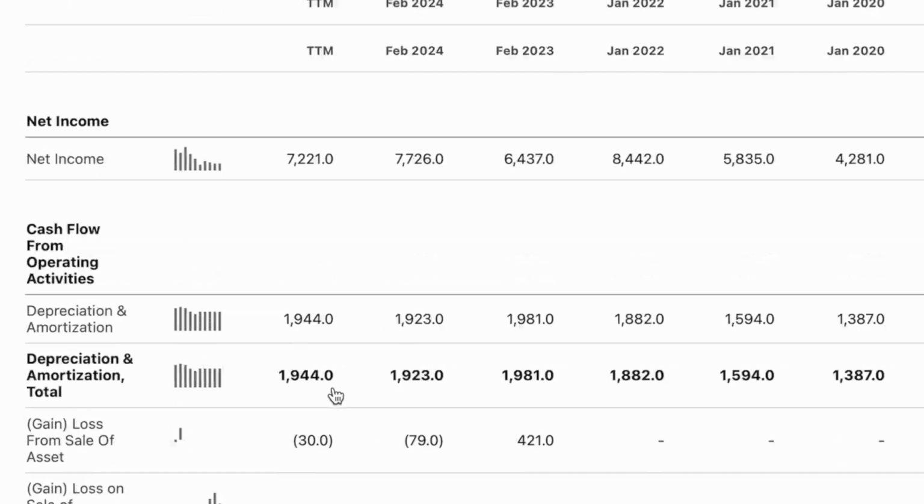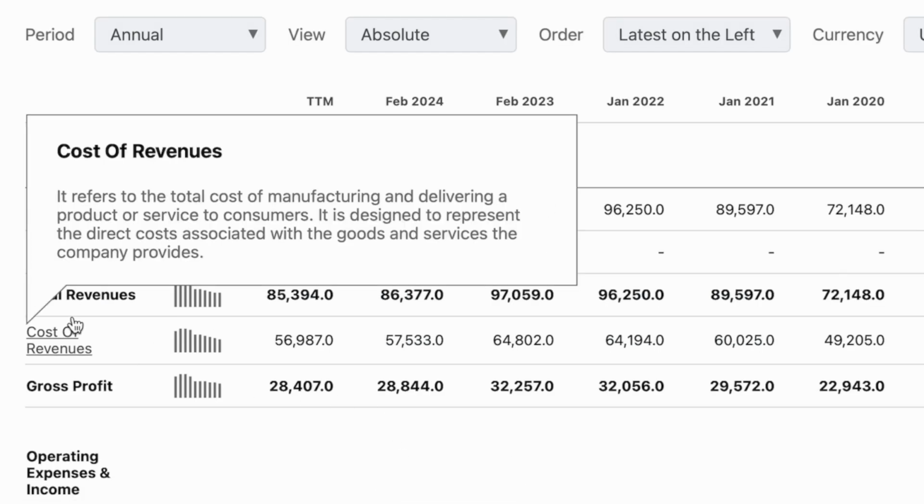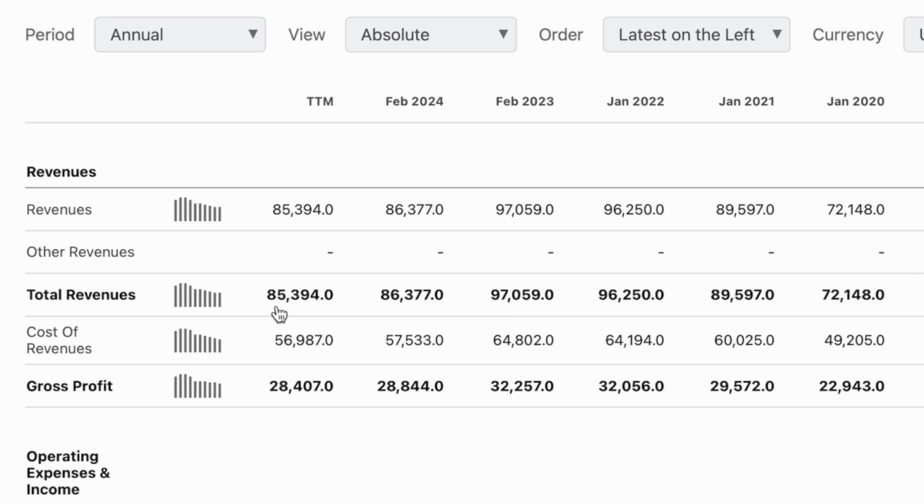So at first glance, we can see that Meta is obviously generating a lot more free cash flow than Lowe's is. But now we want to see what the actual free cash flow margin is, so comparing the free cash flow numbers to their actual revenues. So if we go back to Lowe's and we go to the income statement, we can see that their total revenue for the trailing 12 months is $85.394 billion.